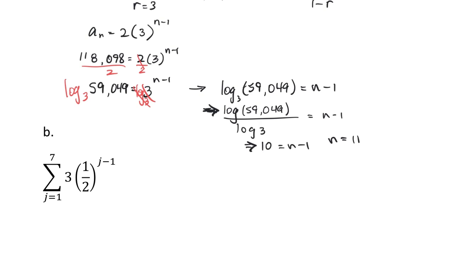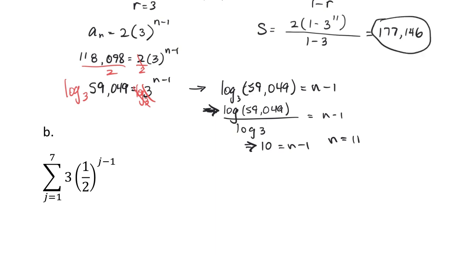a sub 1 is 2. So the sum is 2 times 1 minus 3 to the 11th power, divided by 1 minus 3. And from that we get 177,146.